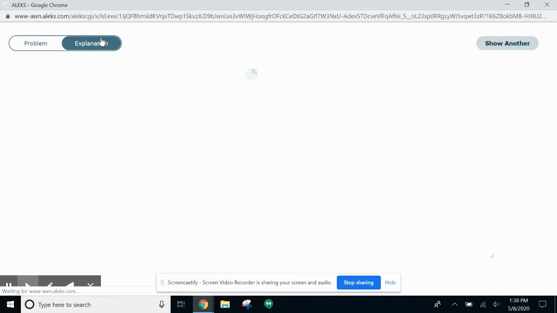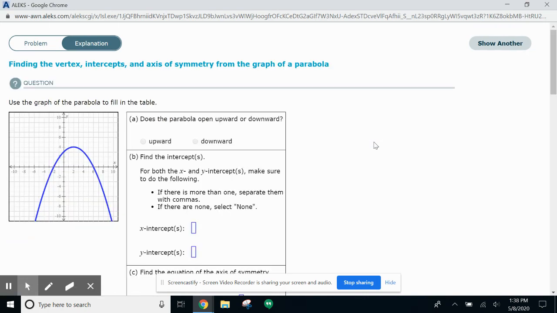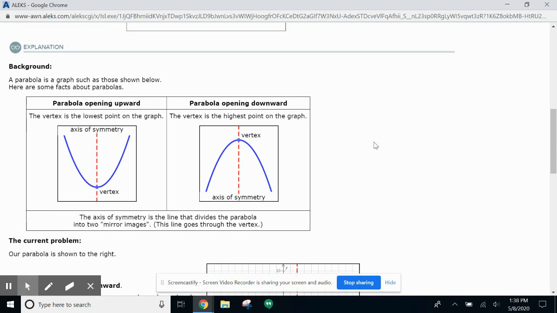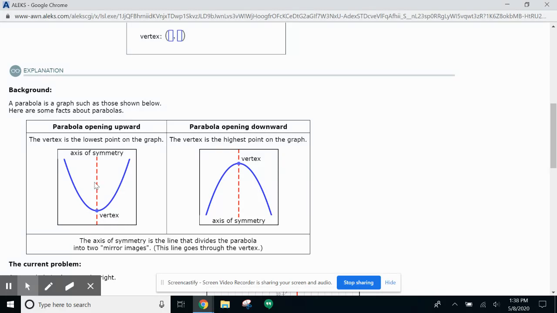So I'm going to look at this explanation and see how they draw things out. They give us 2 different showings of opening upward or opening downward. And they show us where the vertexes would be and an axis of symmetry that goes through those vertexes right in the middle. And that way, if you folded this over on that dashed line, then your graphs would line up and they would match on top of each other.